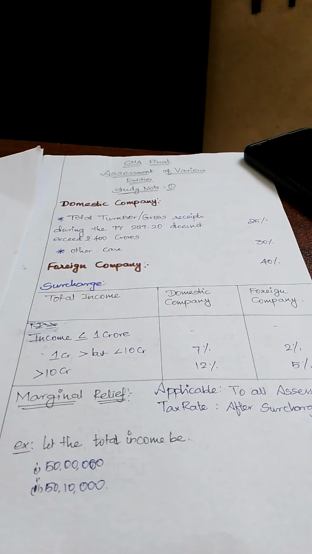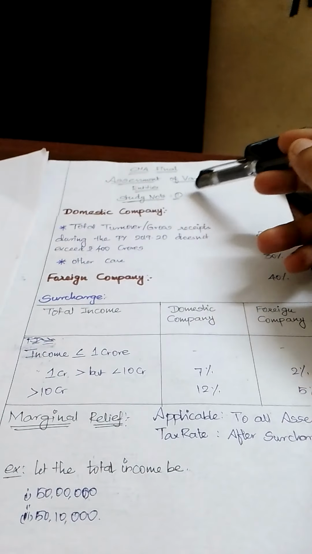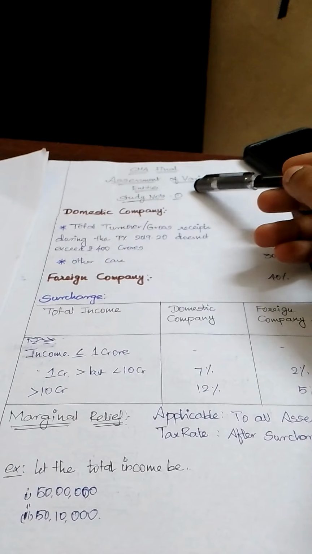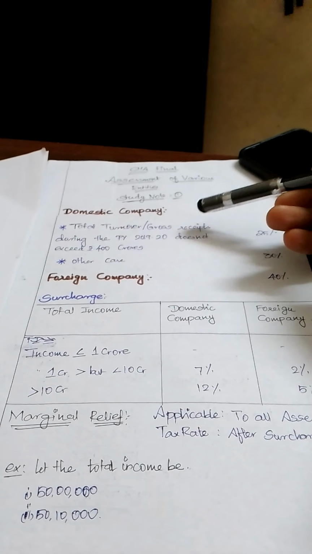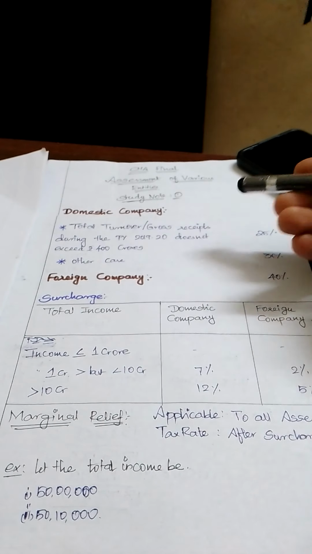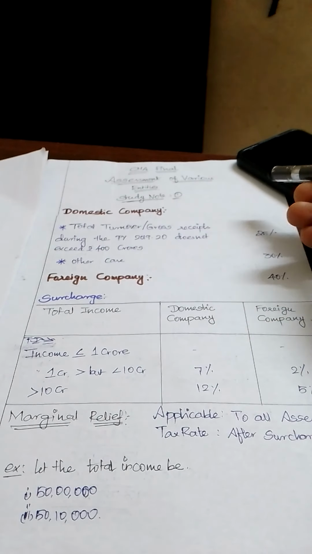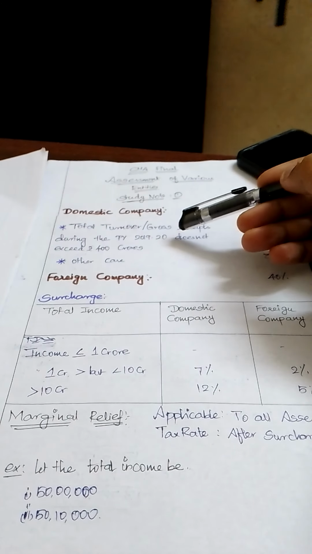I am Shamli Subramanian, and now you are watching CMA Final Direct Tax and International Taxation paper 16, study note 1: Assessment of various entities. What are these entities and what is the assessment procedure for them? What is the assessment procedure? It is the act of assessing the tax on such an entity. We'll deal with that in this chapter.